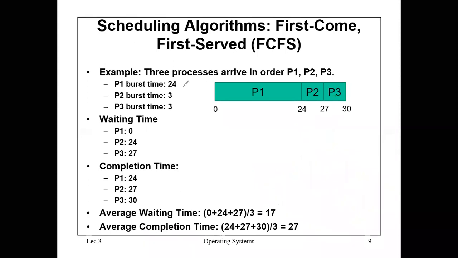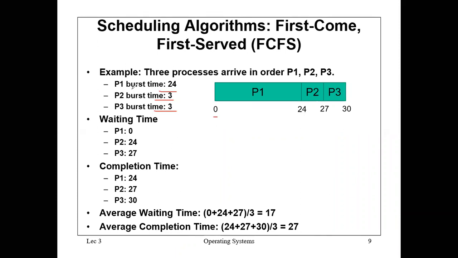So here we have assumed that the three processes arrive at the same time, but P1 arrived first, P2 arrived second, and P3 arrived third. So P1 first, P2 second, and P3 third. Now, as P1 arrived first, P1 will get the CPU first. So from the 0 second, P1 gets the CPU until it is done.